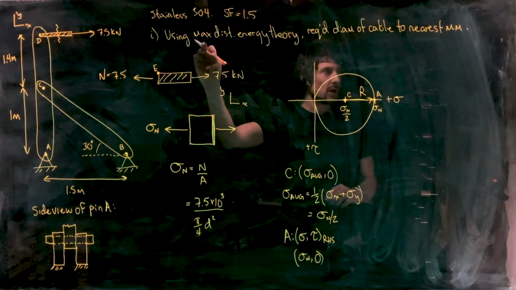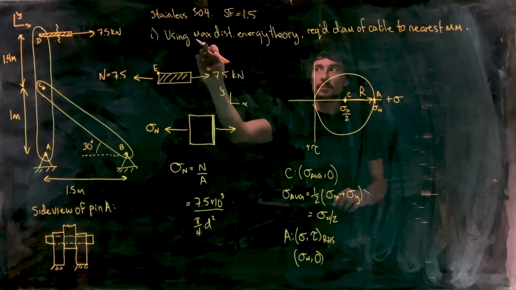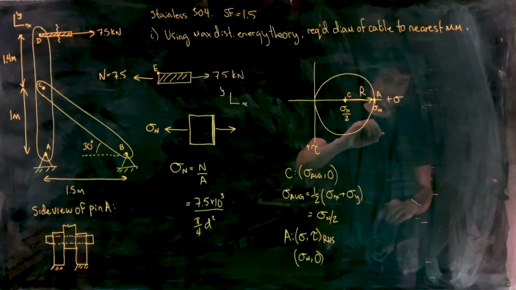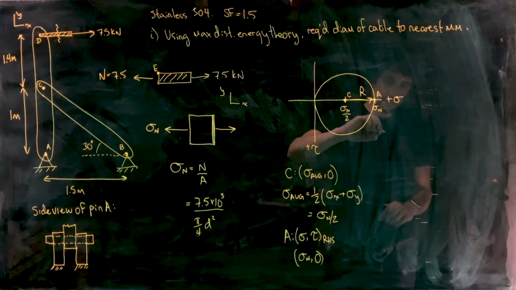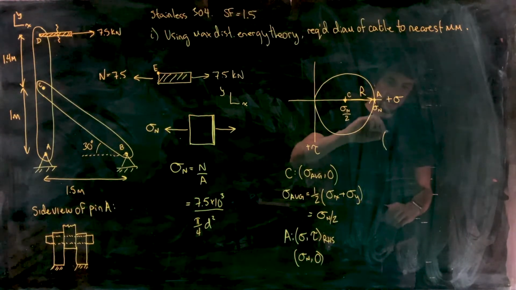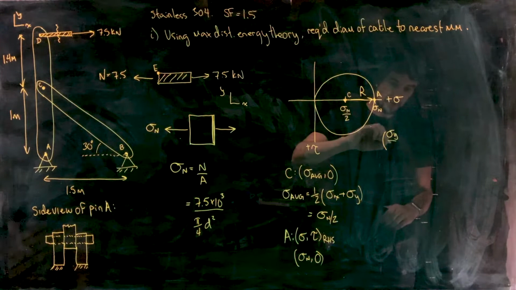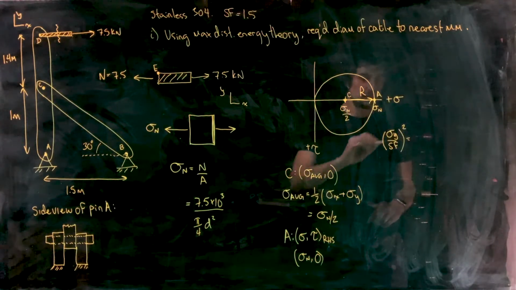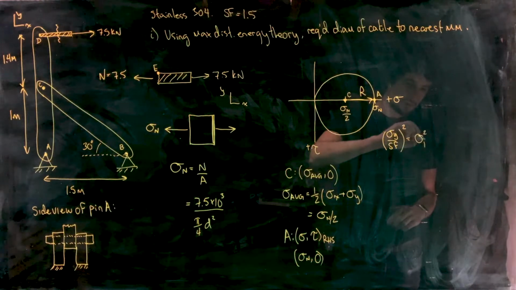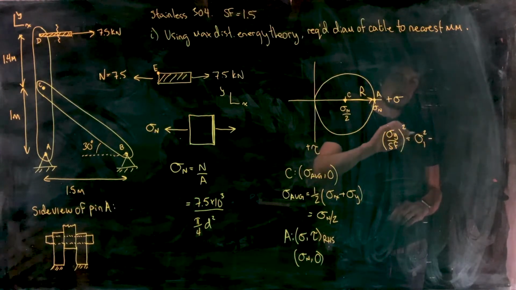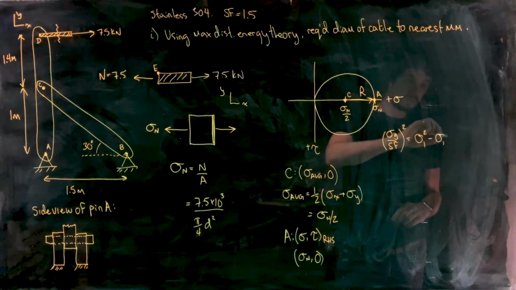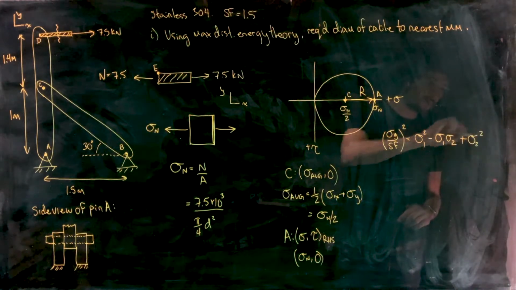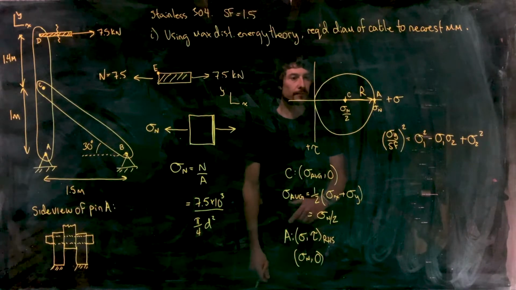So let's talk about the maximum distortion energy theory here. The maximum distortion energy theory says failure will occur in a material when the yield strength divided by the safety factor squared is equal to the first principal stress squared minus the product of the principal stresses plus the second principal stress squared.